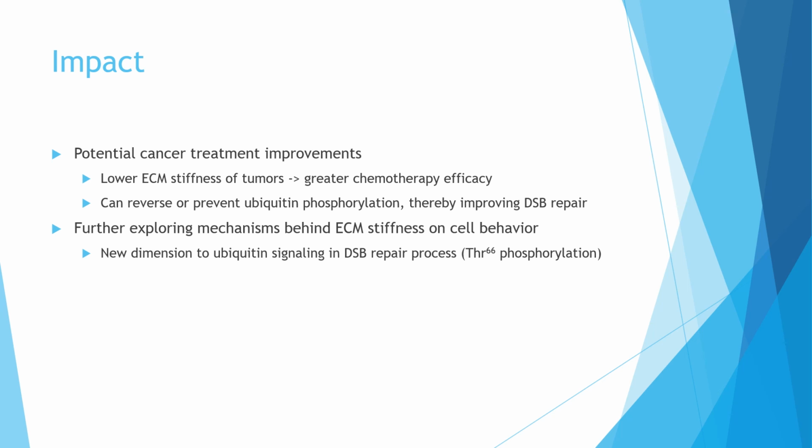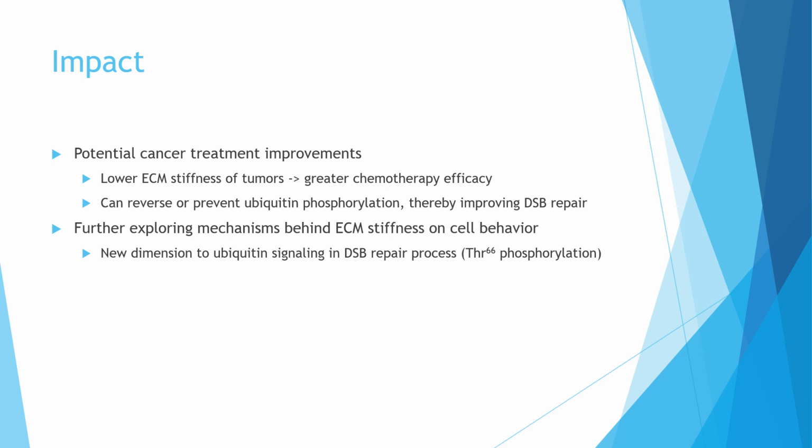So there are two main facets to the impact of the findings of this paper. The first was that the finding that lower ECM stiffness inhibits double-strand break repair and therefore increases sensitivity to genotoxic agents could be used, for example, in understanding how well a tumor might respond to chemotherapy by measuring its ECM stiffness. It could also be the site of attack for potential therapeutics in maybe lowering the ECM stiffness of tumors to increase their sensitivity to genotoxic agents.